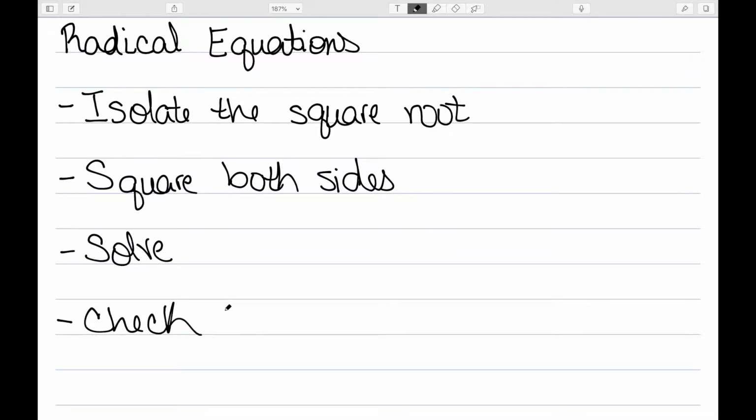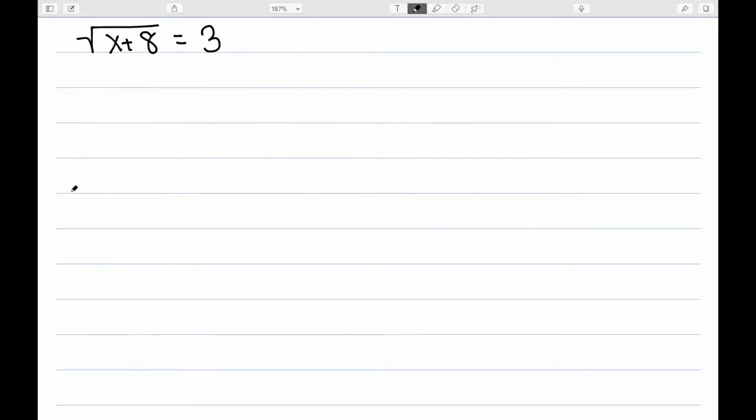And it's very important to check our solutions with radical equations. It is possible that we get something that actually doesn't work. So let's look at some examples. My very first one, the square root of x plus 8 equal to 3. We already have the square root alone by itself on one side, so let's square both sides.